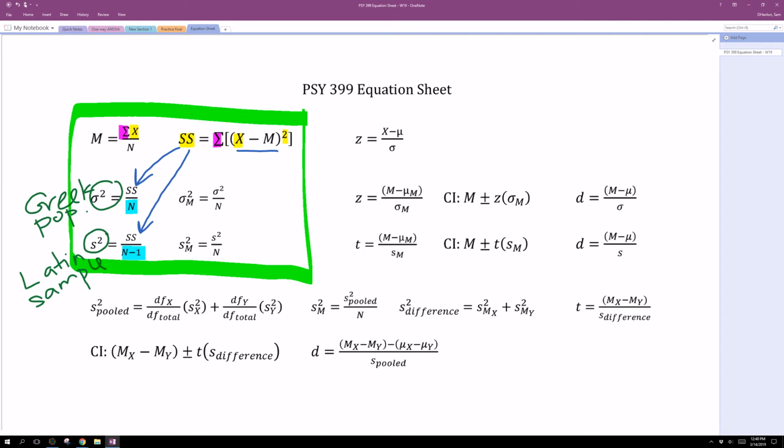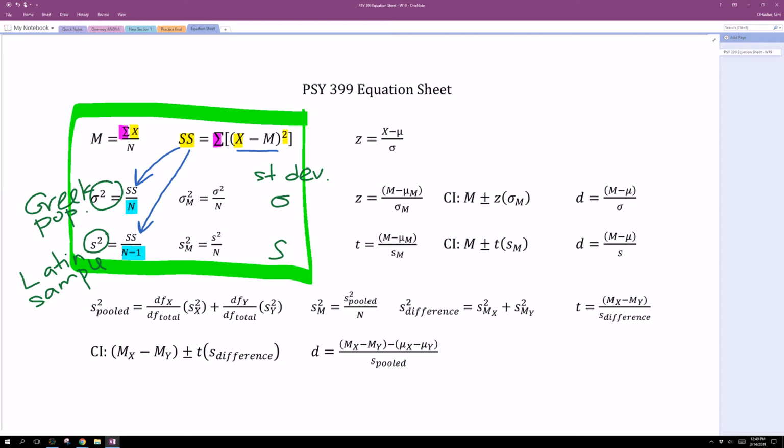Okay. Now, if you get variance, which is what we have circled here, to get standard deviation, you always take the square root of that. So standard deviation is either lowercase sigma or s. So to get from sigma squared to sigma, you take the square root. To get from s squared to s, you take the square root.